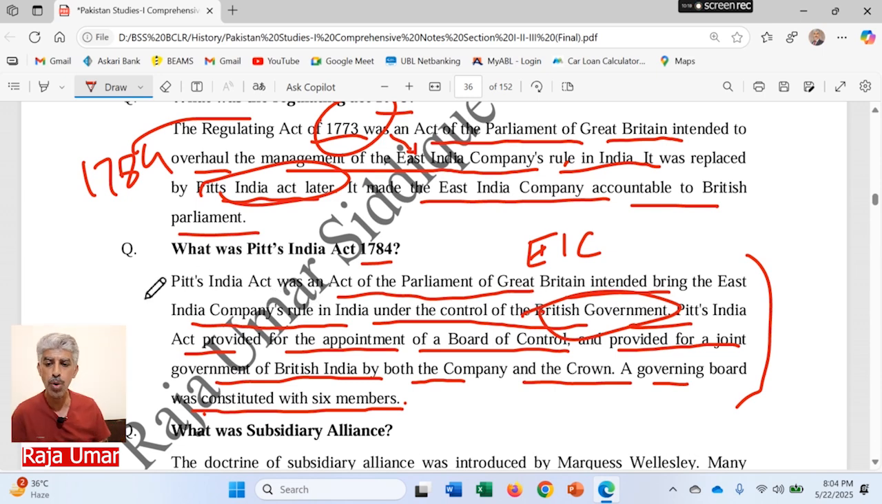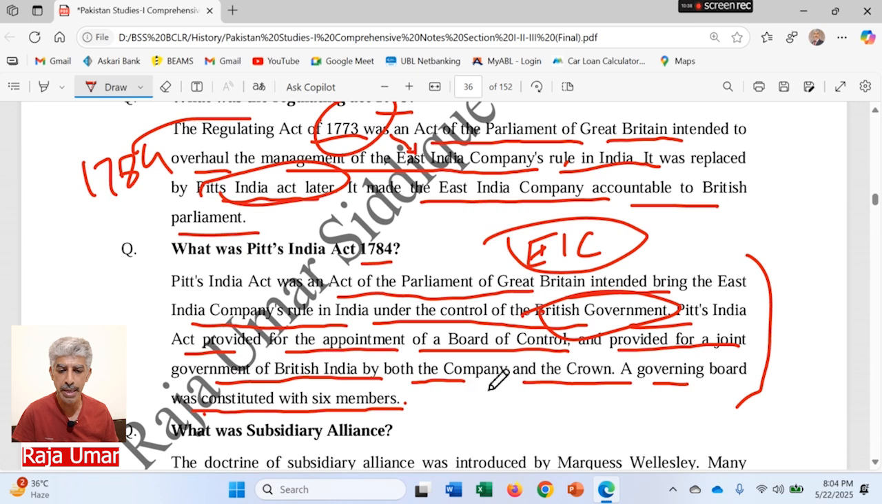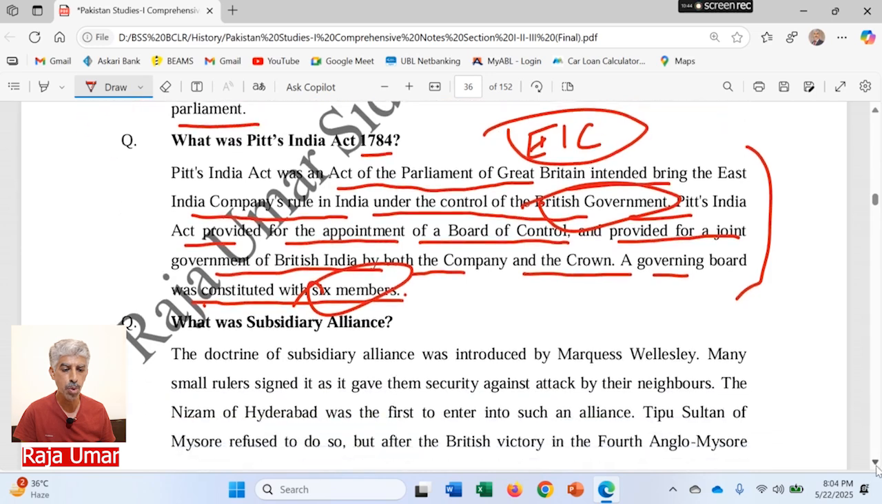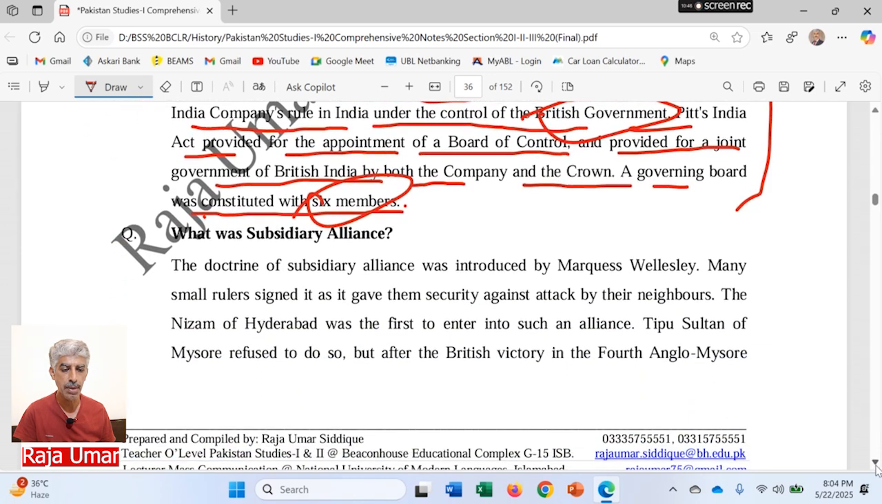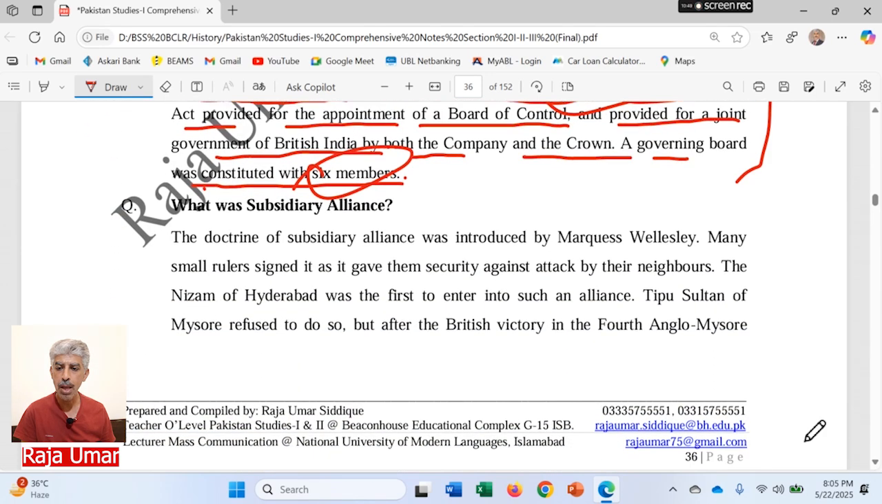The British government saw that the East India Company was mismanaging a lot in India. So, just to have better control and better management of the East India Company, the British government involved itself in the affairs of the subcontinent by appointing a board of control, a committee of 6 members, to look into the affairs of India and the East India Company.